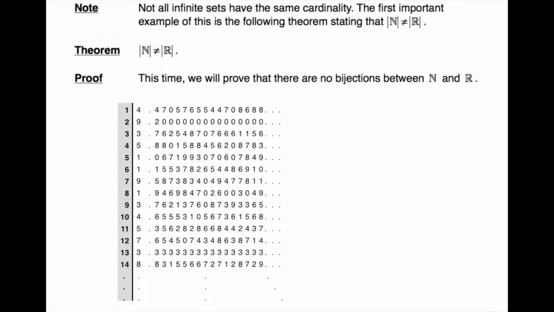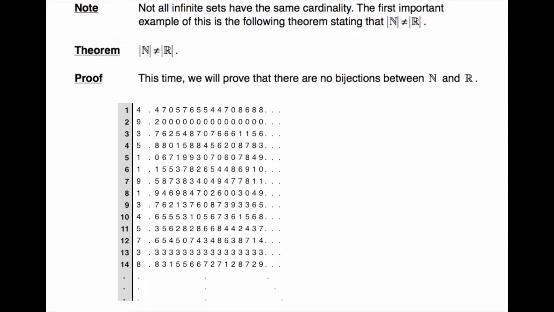This time we will prove that there are no bijections between N and R. We will start by assuming that there was one. So on the left you have the natural numbers. On the right you have a list of real numbers. For the sake of clarity, I didn't put any number that is greater than 10, but we could. We just imagine on the left we have the natural numbers, on the right we have the real numbers that are associated to each of them.